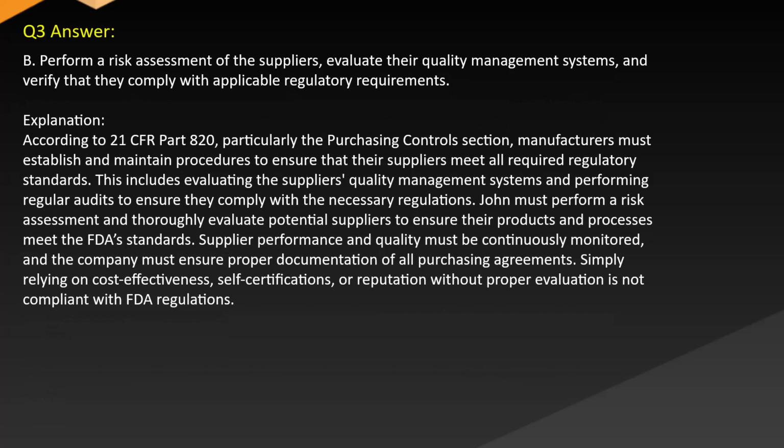Answer. B. Perform a risk assessment of the suppliers, evaluate their quality management systems, and verify that they comply with applicable regulatory requirements. Explanation. According to 21 CFR Part 820, particularly the Purchasing Controls section, manufacturers must establish and maintain procedures to ensure that their suppliers meet all required regulatory standards. This includes evaluating the suppliers' management systems and performing regular audits to ensure they comply with the necessary regulations.